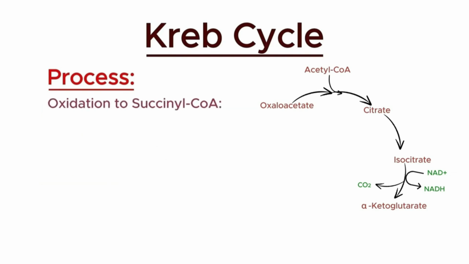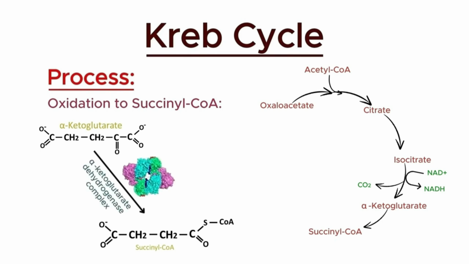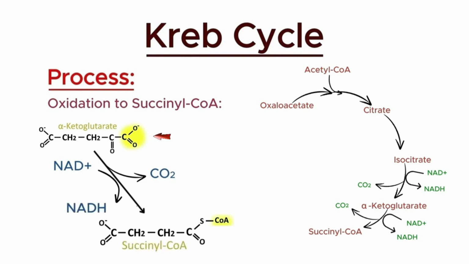In the fourth step of the Krebs cycle, alpha-ketoglutarate is further oxidized and decarboxylated to form succinyl-CoA. This reaction is catalyzed by the alpha-ketoglutarate dehydrogenase complex. During this step, another molecule of carbon dioxide is released, and NAD+ is reduced to NADH. Additionally, coenzyme A is added to the remaining 4-carbon molecule to form succinyl-CoA.